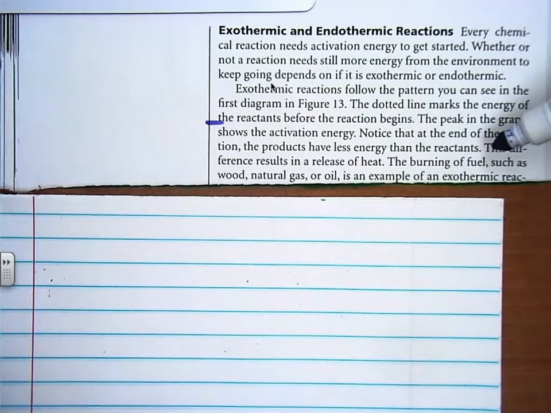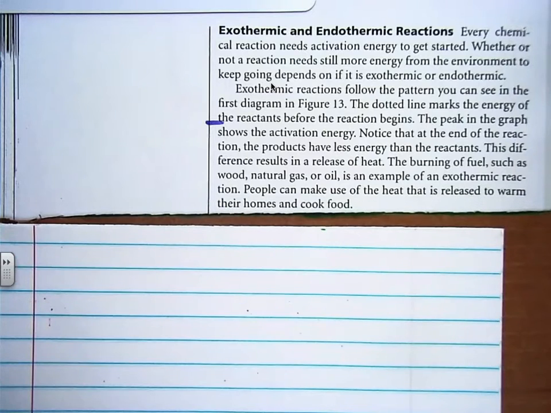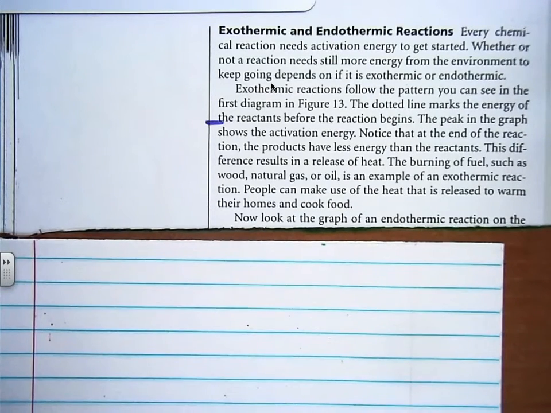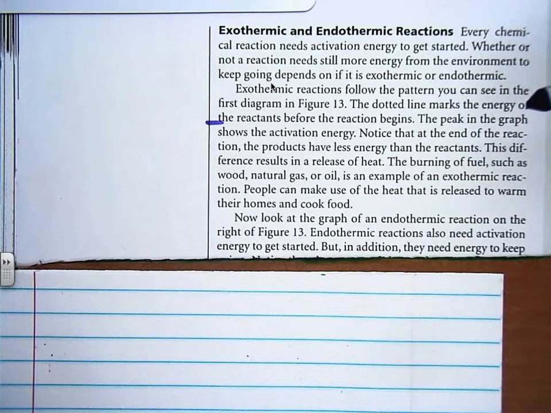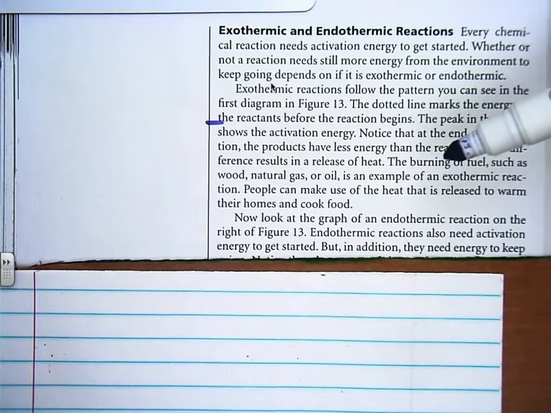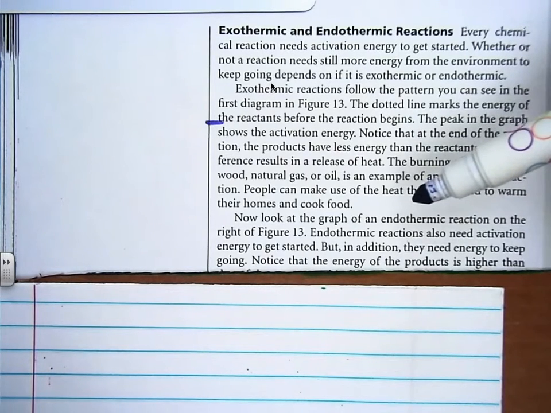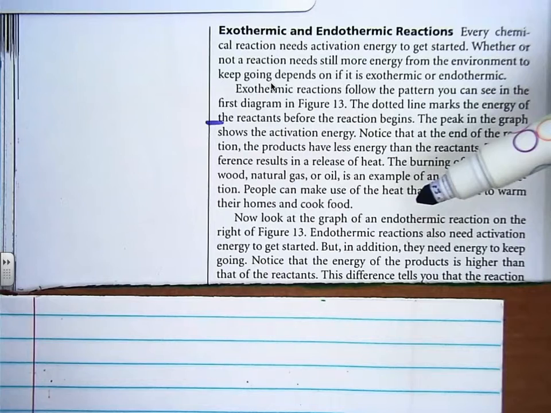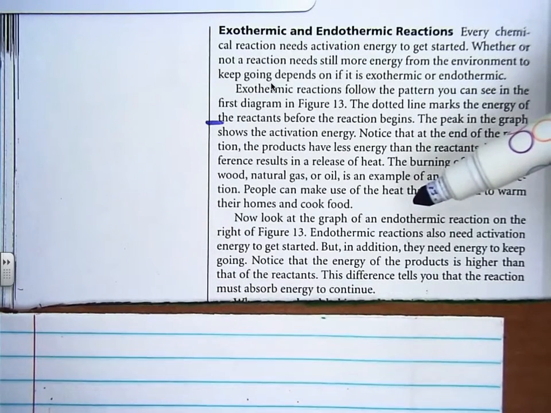The burning of fuel, such as wood, natural gas, or oil, is an example of an exothermic reaction. People can make use of heat that is released to warm their homes and cook their food. Now, look at the graph of an endothermic reaction on the right of figure 13. Endothermic reactions also need activation energy to get started, but in addition, they need energy to keep on going. Notice that the energy of the products is higher than the energy of the reactants. This difference tells you that the reaction must absorb energy to continue.